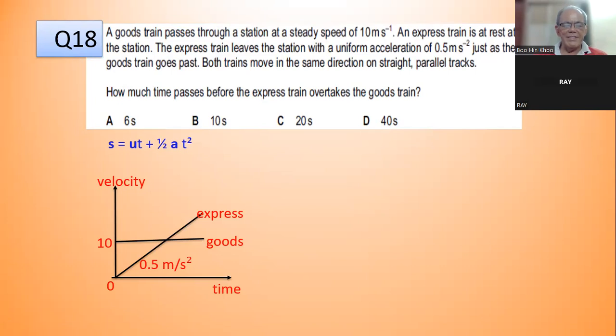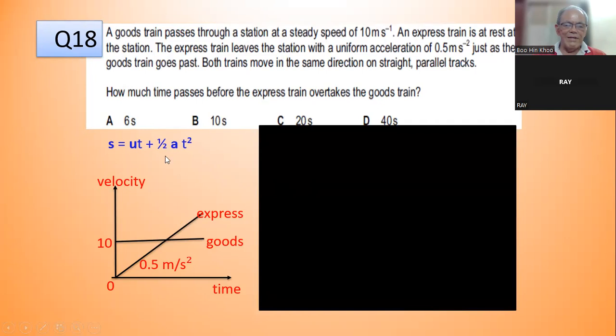So how do you solve it? I take 10 divided by 0.5? No, you cannot simply do it like that. They must travel the same distance at the same time. After that, the express train moves faster and will overtake.